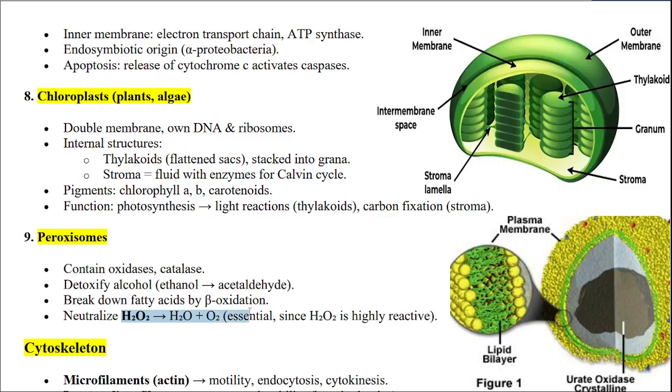Besides breaking down fatty acids, a process called beta oxidation, which actually generates some energy intermediates, peroxisomes are also crucial for detoxifying certain substances. Like alcohol. Yes, in liver cells, peroxisomes help break down ethanol into acetaldehyde. So their jobs include specific metabolic pathways, detoxification, and importantly, neutralizing that reactive hydrogen peroxide, essential damage control.